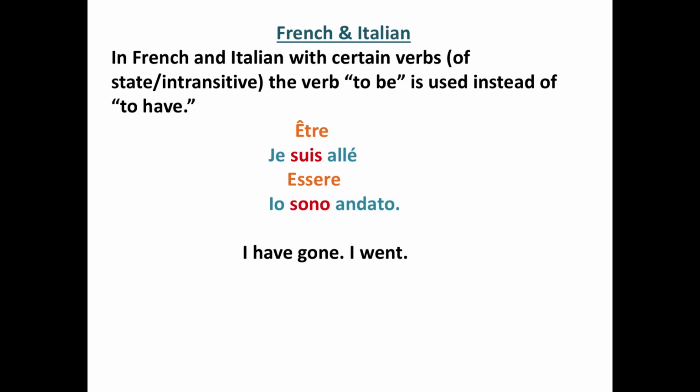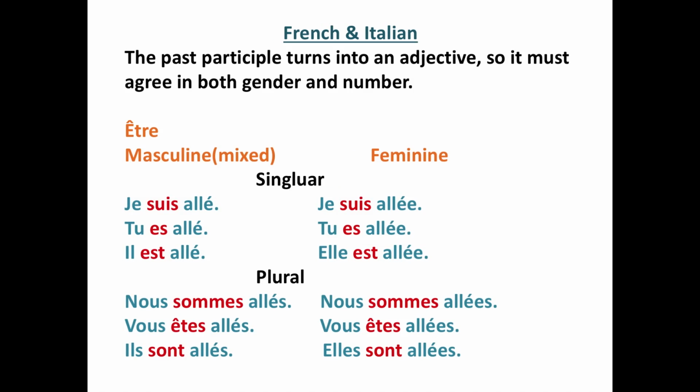In French and Italian, with certain verbs of state, intransitive, the verb to be is used instead of to have as an auxiliary. So, for example, I have gone, I went. In both French and in Italian, they use the verb to be and not the verb to have.